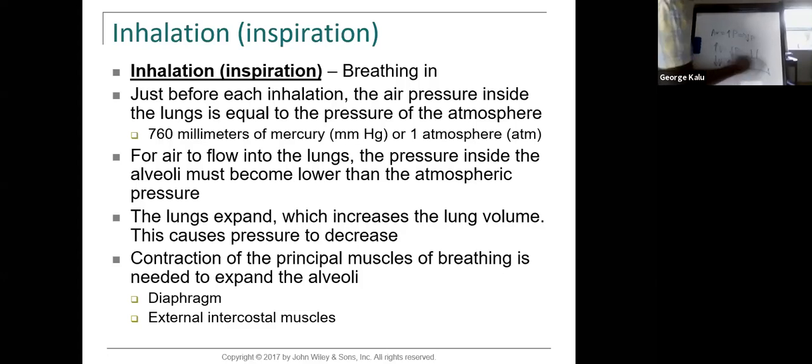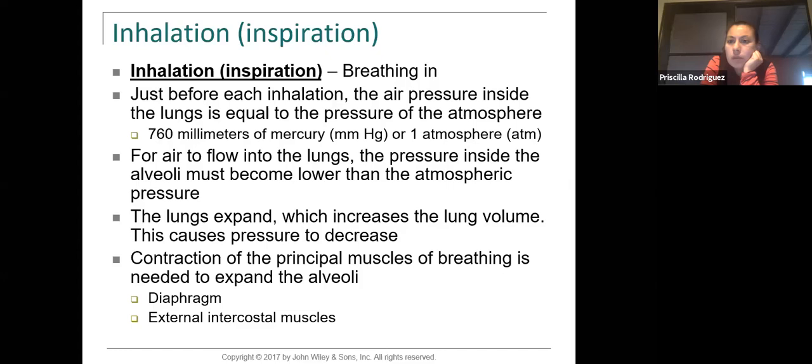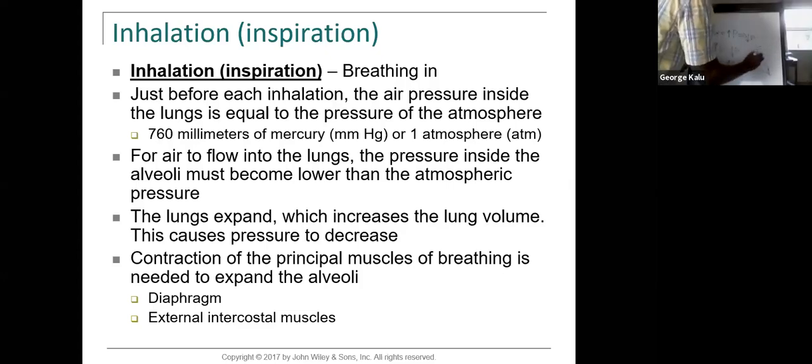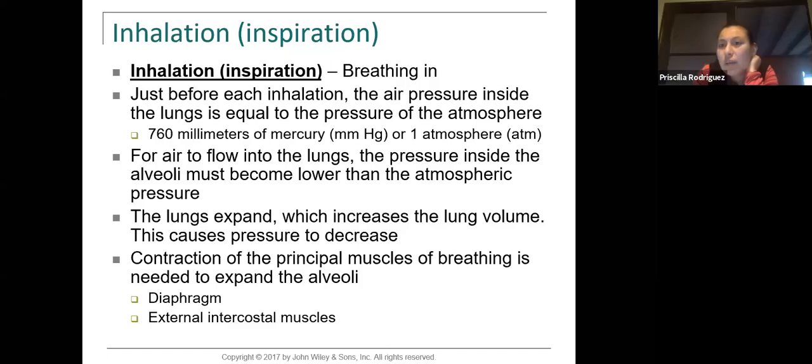In order for us to bring air into the lungs, we need to establish a pressure gradient. Sorry, is everyone able to see this okay? Does that make it a little bit better? That makes it a little better. Okay. So we need to increase our pressure gradients.